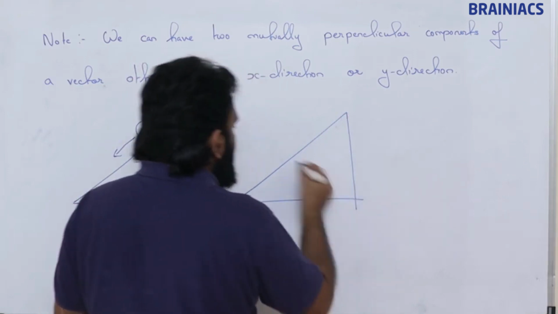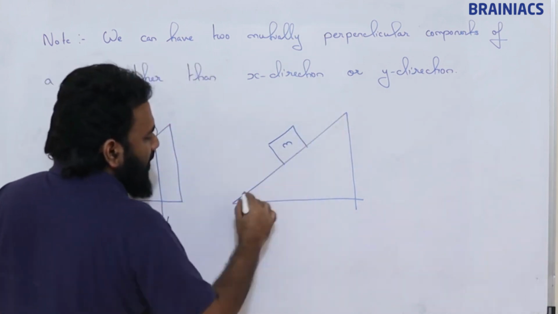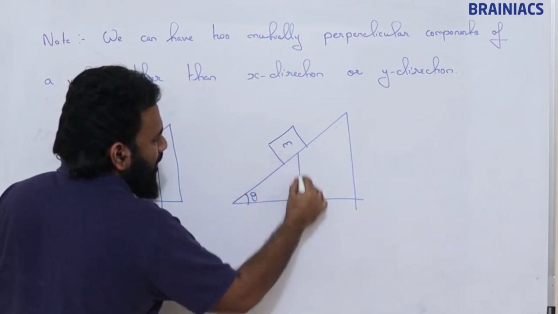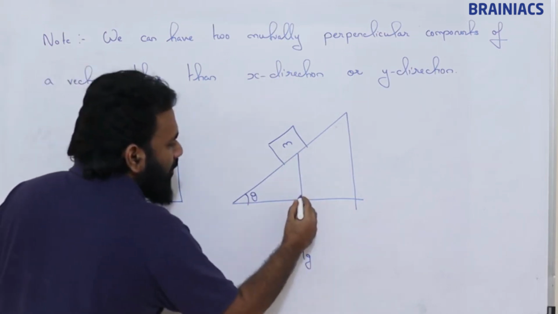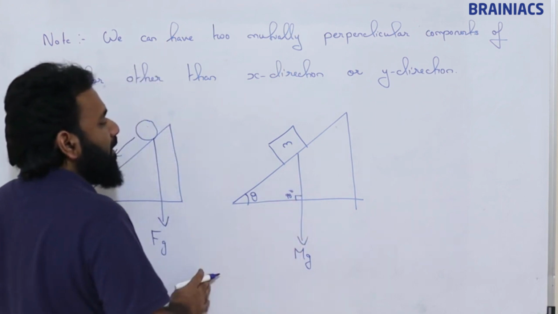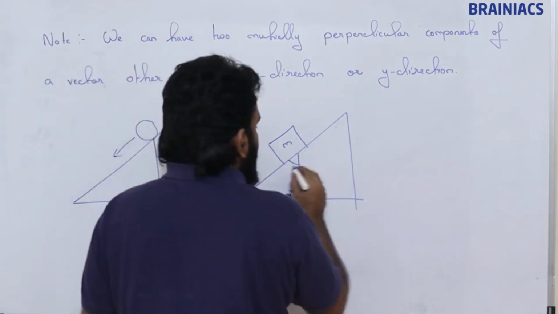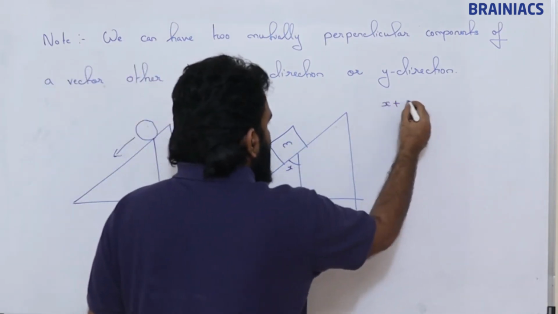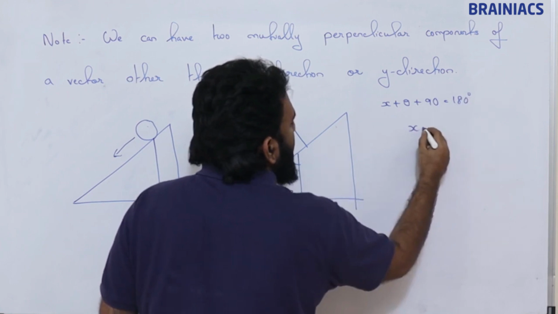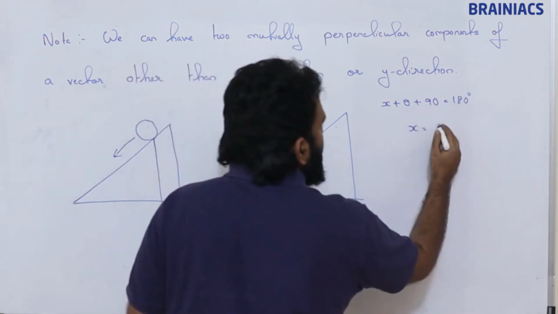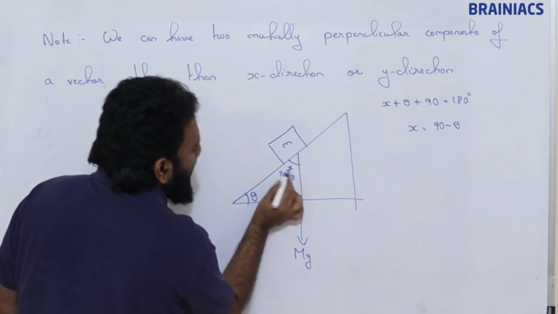Suppose we keep a mass m on an inclined plane, and this angle is theta. Definitely the gravitational force mg will be acting in this direction, and we know this is 90 degrees. So theta plus 90 plus this angle together make 180 degrees. Suppose this is x, then x plus theta plus 90 is equal to 180 degrees. We can say x is equal to 90 minus theta. So this angle is going to be 90 minus theta.